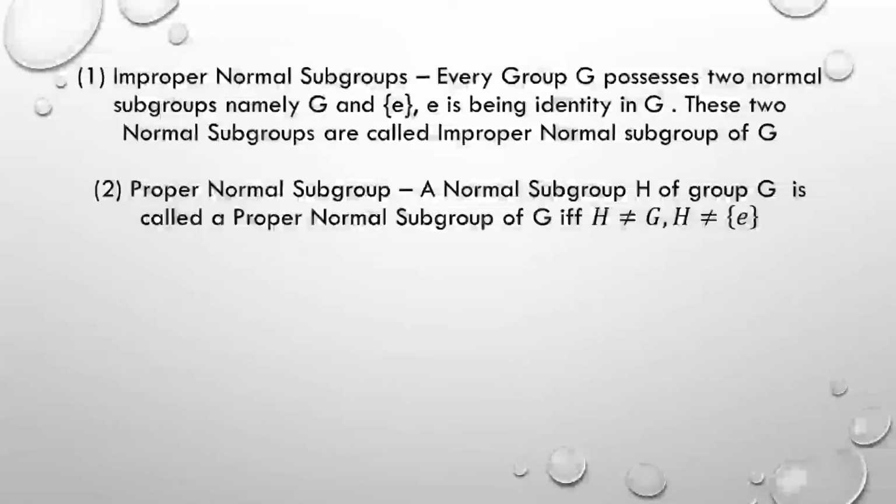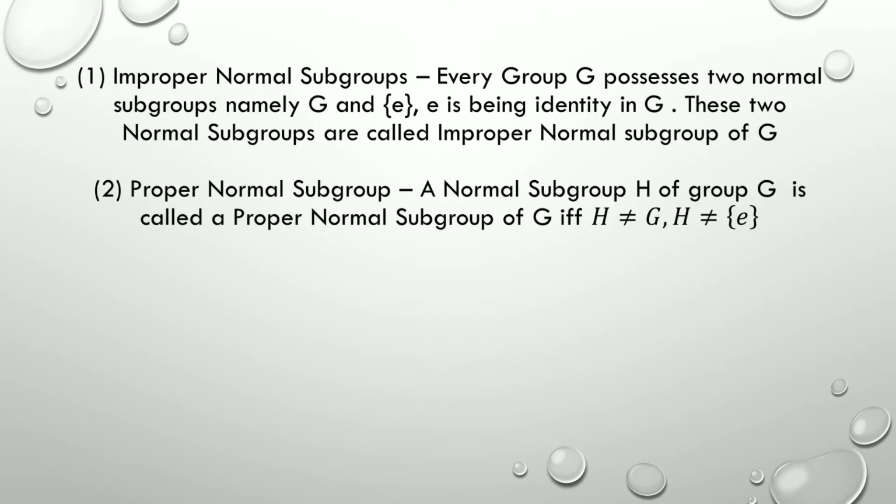So the first one is improper normal subgroup. Every group G possesses two normal subgroups, namely G and E, E being the identity in G. These two normal subgroups are called improper normal subgroups of G.